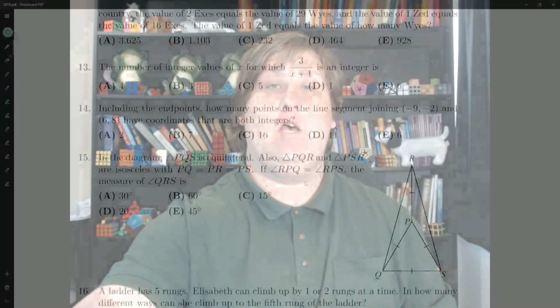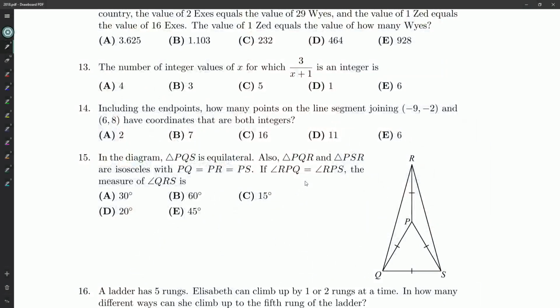Root Beer here, looking at question number 14 on the 2018 Grade 10 Cayley contest. So let's have a look-see. What have we got for this question?